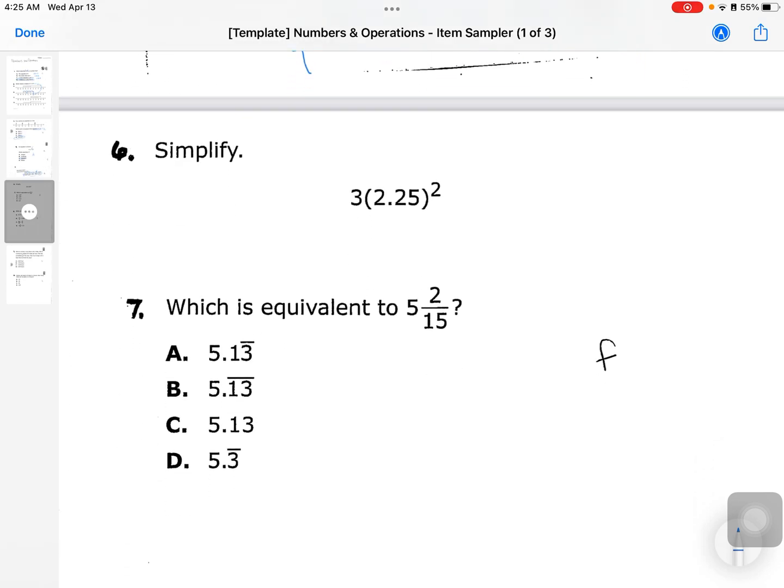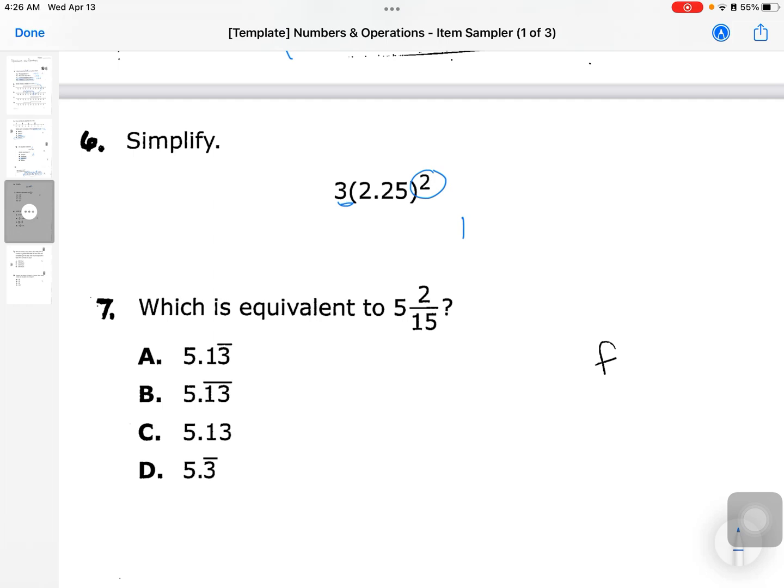For number 6 here, you're trying to solve this. So notice that we have multiplication and powers. Which comes first? The multiplication or the powers? The powers come first, so that means you need to do 2.25 squared in your calculator first, which I'm doing right here. And then after you take 2.25 squared, then you times it by 3. And if you come up with 15.1875, you would be correct. Try that on your calculator.